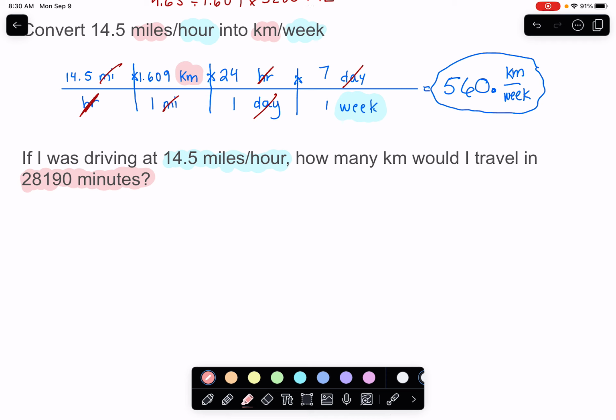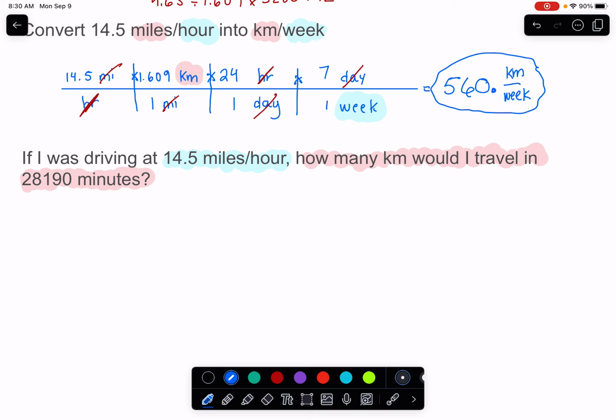A very common mistake is to just write down the first number you see in the top left corner of your dimensional analysis, but that's not always going to be the number you're trying to convert. So look at the actual question, what it's asking. How many kilometers would I travel in 28,190 minutes? You have to actually read the problem. What are we trying to convert?